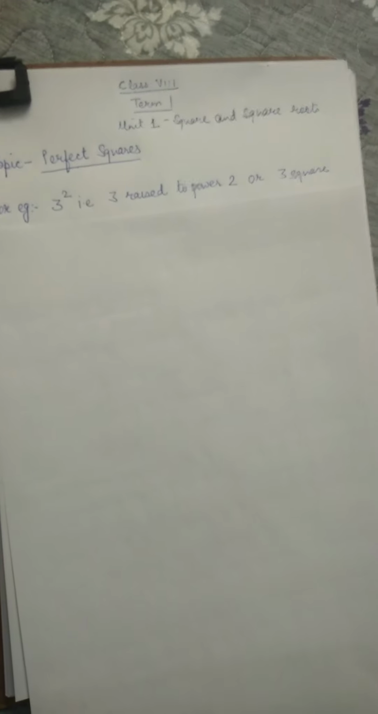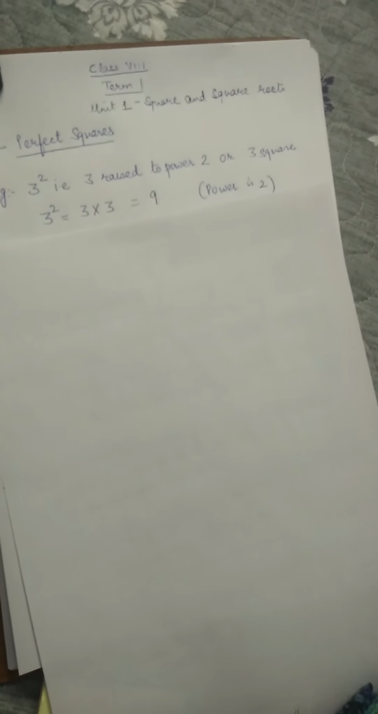Good morning, students. Today we are going to study squares and square roots, and the topic for today is perfect squares. In previous classes also you have studied about the square of many natural numbers. For example, 3 square, that is 3 raised to the power 2. If we open it, we write it as 3 into 3, and the answer is 9. Here the base is 3 and the power is 2, so we call it 3 square.